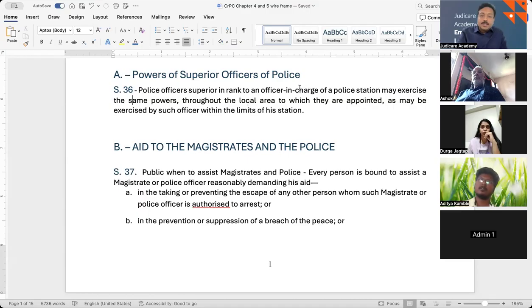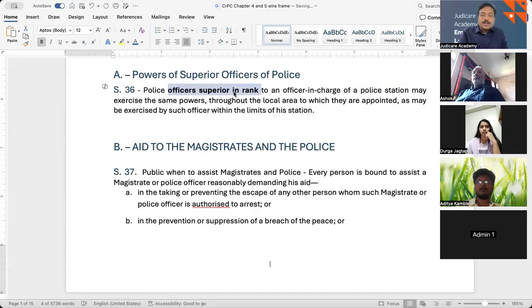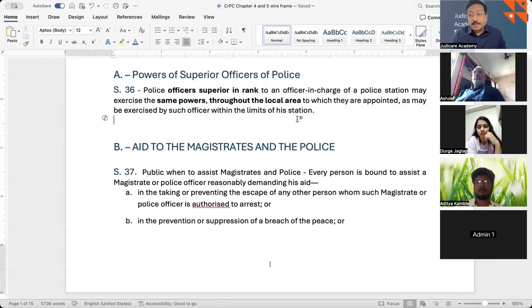Now, there are certain things we have to be very careful about. Officer of superior rank, this is one thing which is key. Same powers, throughout the local area. This is again very, very important. So, these ingredients should match.